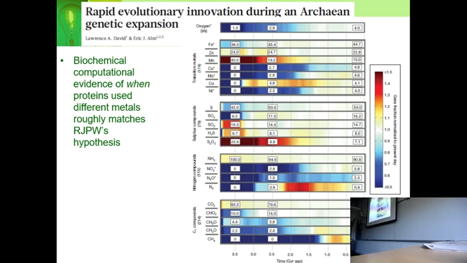This is a biochemical computational evidence. So this is where they calculated when proteins were born, when proteins using the different metals for catalysis or using the substrates first appear in the genomic record. Okay, and it roughly matches RJP Williams' hypothesis. We can go through proteins that use oxygen, and by the way, they have a weird color scale, but red means more proteins are born, blue means fewer proteins are born.